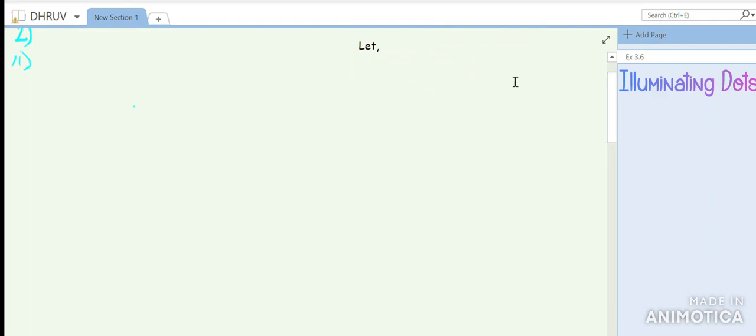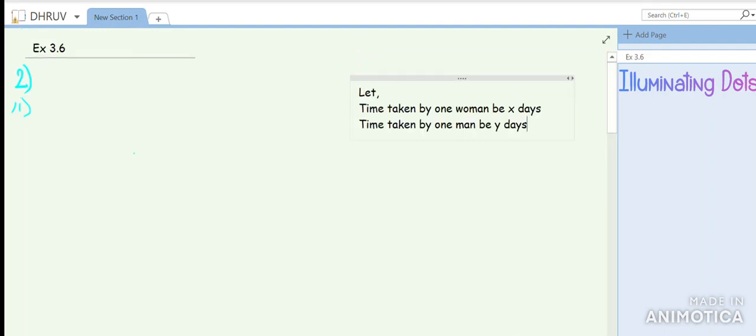Two women and five men can together finish an embroidery work in 4 days, while three women and six men can finish it in 3 days. Find the time taken by one woman alone to finish the work, and also that taken by one man alone. Let the time taken by one woman be x days and the time taken by one man be y days.